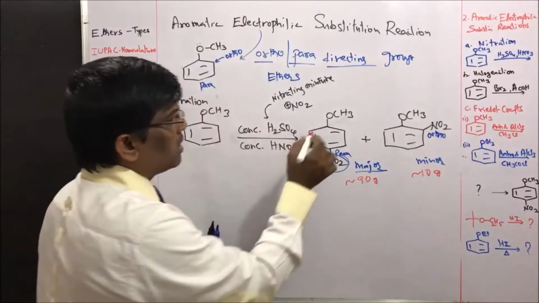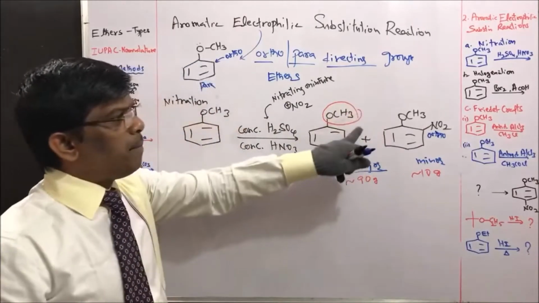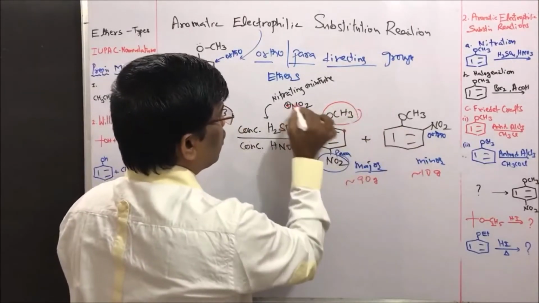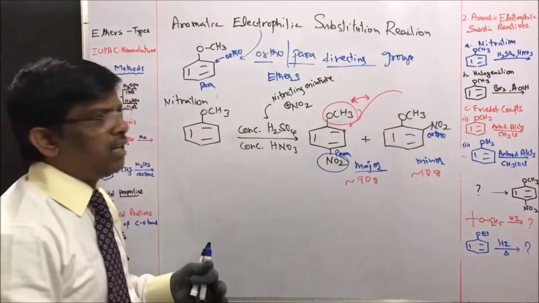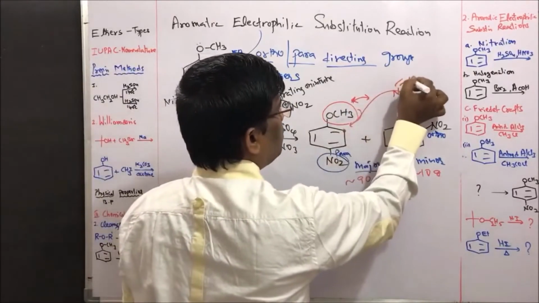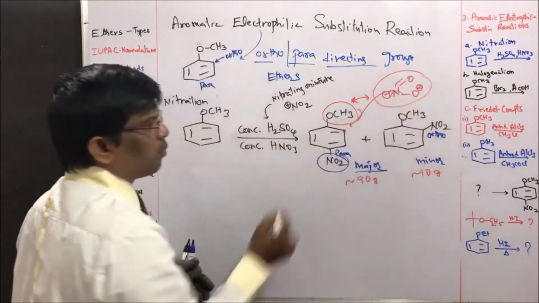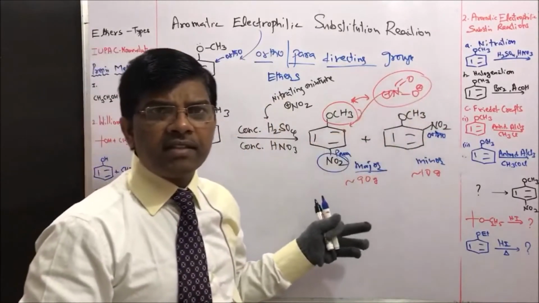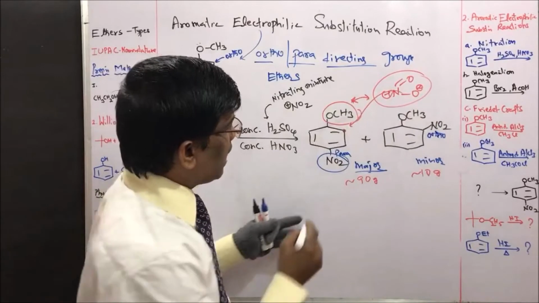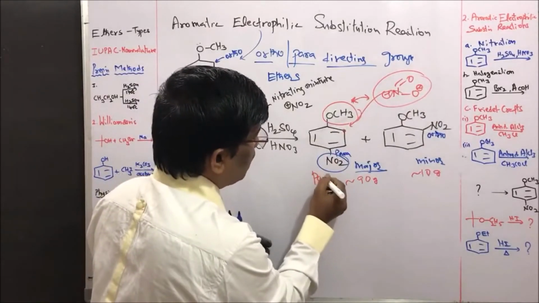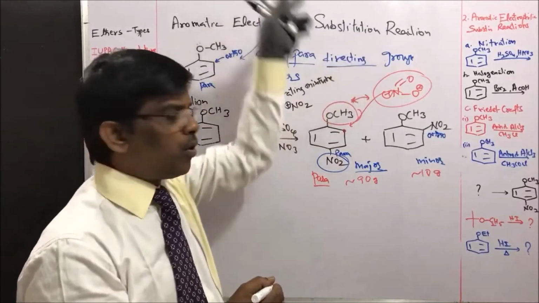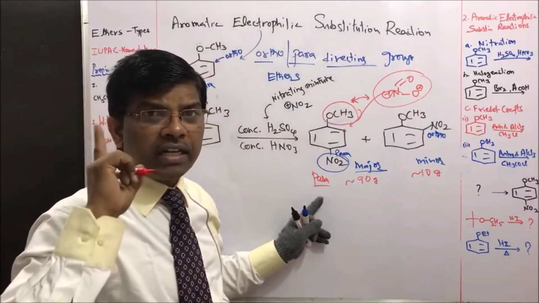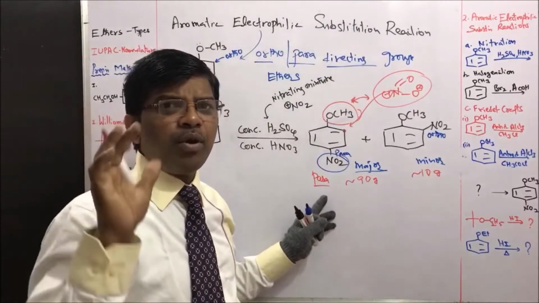Why? Because this group is already bulky. To enter this electrophile at this position, it repels. The incoming nitro group also is a very big group. Entering at the ortho position is not going to take place that easily. That is why the para is major. In most cases of electrophilic substitution reactions of aromatic compounds, the para product is going to be major. It is a thumb rule.